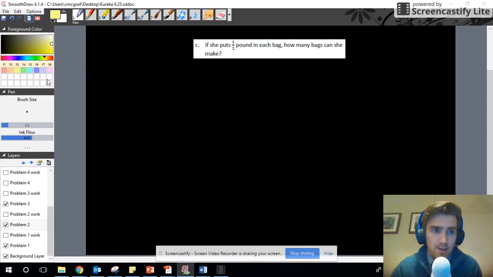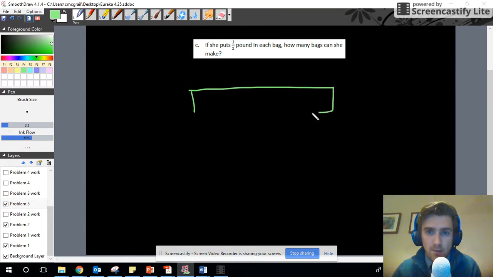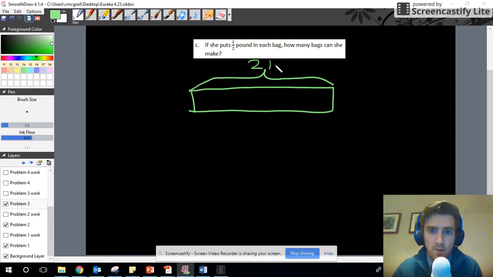She still has, and I'll change up our color, she still has 2 pounds of pecans, and so I'm going to draw another tape diagram, and I'm going to label it, and I'll label it as LBs this time. Now it's different because it says that she puts half a pound in each bag. Now how many bags can she make?